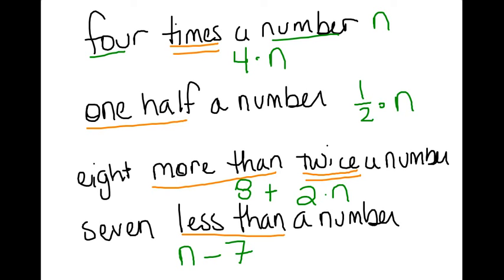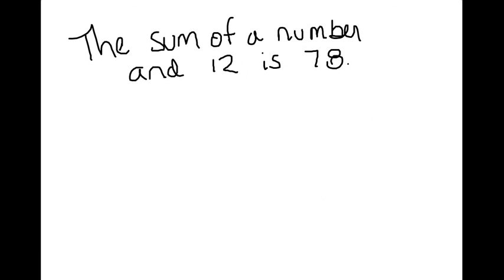Alright, we're going to do a few more. Not trickier, just equations instead of statements. So if I have the sum of a number and 12 is 78, the first thing I'm going to do is underline the terms that make me think about math symbols. So sum of makes me think of addition. Is makes me think of equal. So I'm going to have a plus and an equal sign.